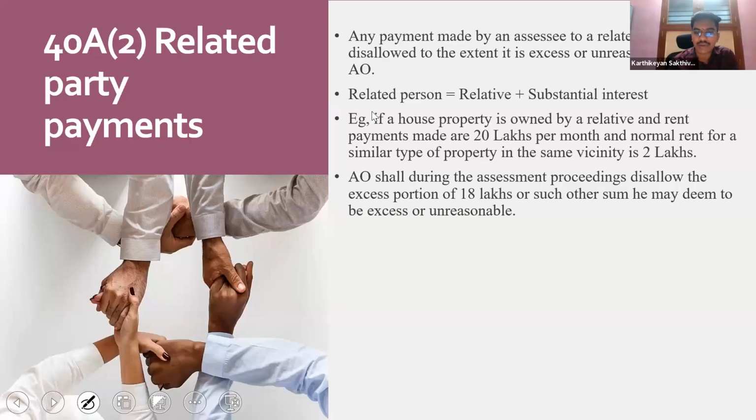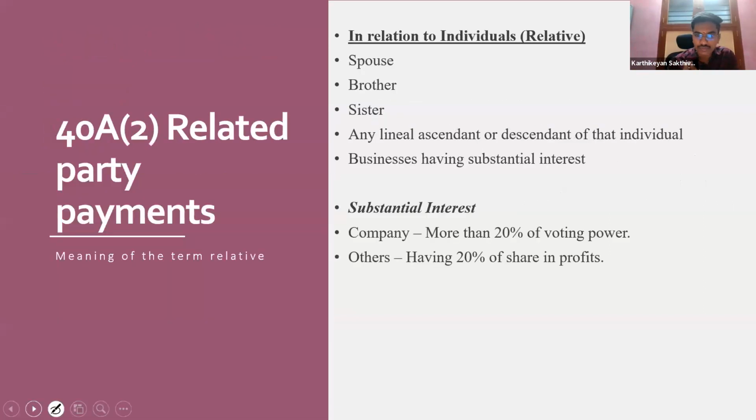Next is related party payment. So any payment which is made by a related person shall be disallowed to the extent it is excessive or unreasonable. So whatever payment you make to a related party, the unreasonable portion shall be disallowed. Okay? So what do you mean by related party?